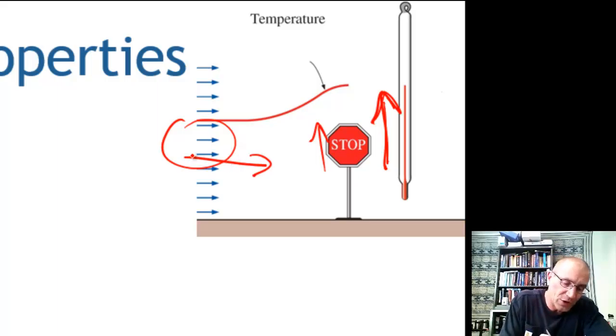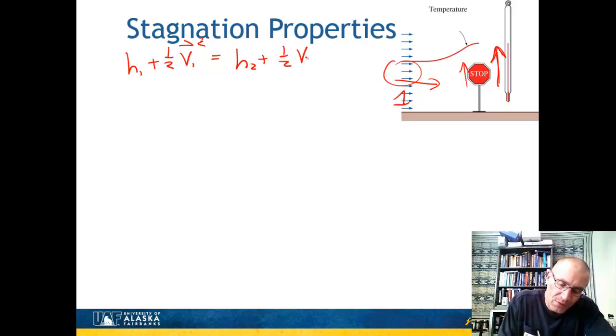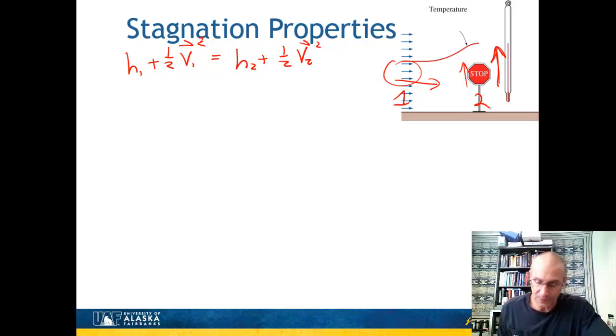Let's do an energy balance for this material. So H1, which is the enthalpy, plus the kinetic energy term, because we determined that we can't neglect that. This is state 1 out here where it's flowing, and that's going to be equal to H2 plus 1/2 V2 squared, and this is state 2 when it is completely stopped.